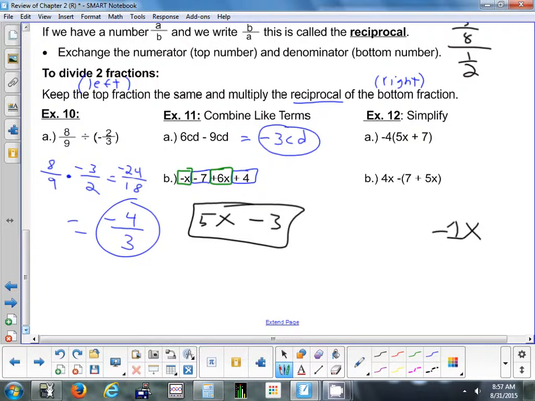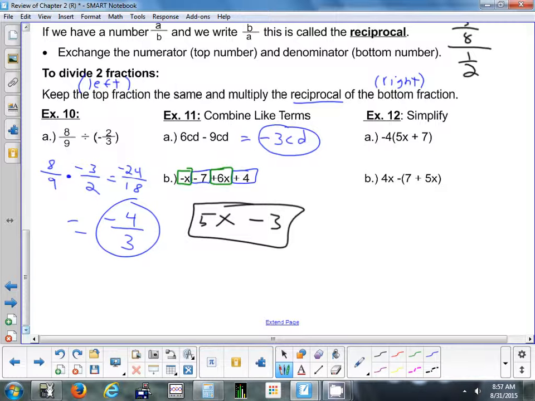Okay, example 12. Does that look familiar? What is this really? We've already done this. We just never did it with negatives. But we've already done it. Yeah, it's just distributive property again. Okay, this time it's distributive with negatives.